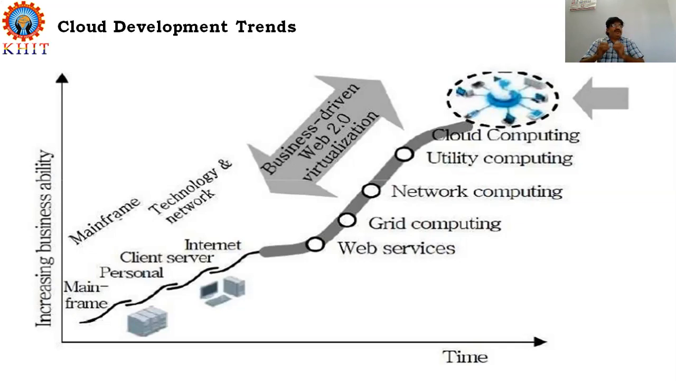The main advantage of utility computing is that all the computers are kept in a working mode. None of the computers will sit idle. Every component, every server machine, comes into utilization of all the services. So that is called utility computing. Now utility computing also moved towards cloud computing.